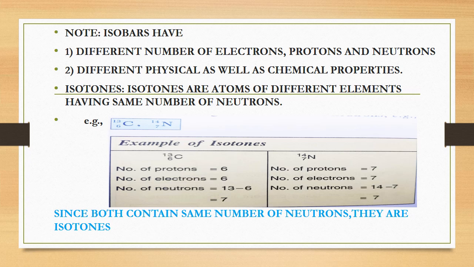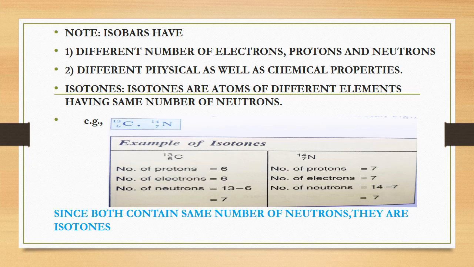Isotones are atoms of different element, but they'll have the same number of neutrons. Let's take an example. Here I have taken an example of carbon and nitrogen atoms. Carbon has an atomic number as 6 and mass number as 13, while nitrogen has atomic number 7 and mass number 14. All right. You know how to calculate the number of electrons, protons, and neutrons. Just try it for both the cases, that is carbon and nitrogen.